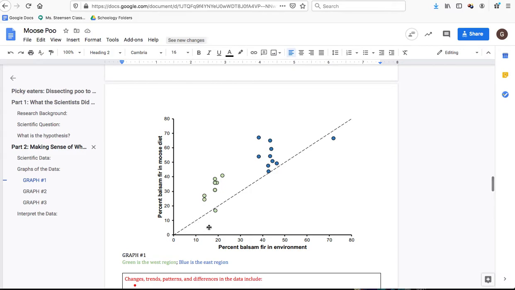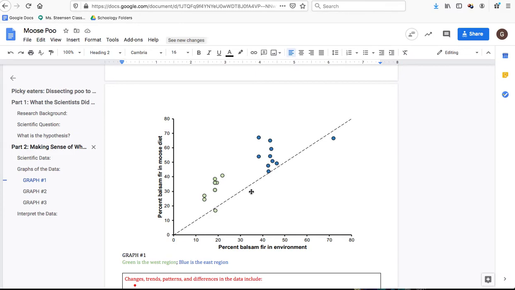So then the way you want to look at this, there's this line in the middle. Anything that is on this line means that the moose ate about the same amount as there was in the environment. So for example, this dot right here says that there's about 20% balsam fir in the environment, and the moose ate about 20% balsam fir, which is slightly less. So in this year the moose ate slightly less balsam fir in this region than balsam fir was found in the region itself.